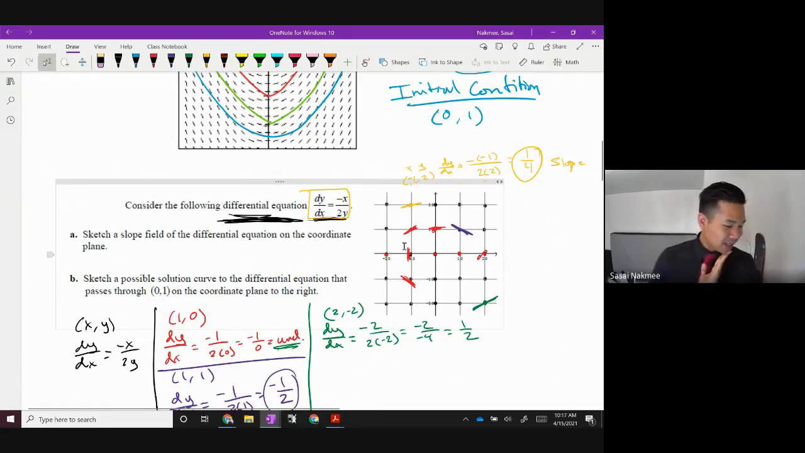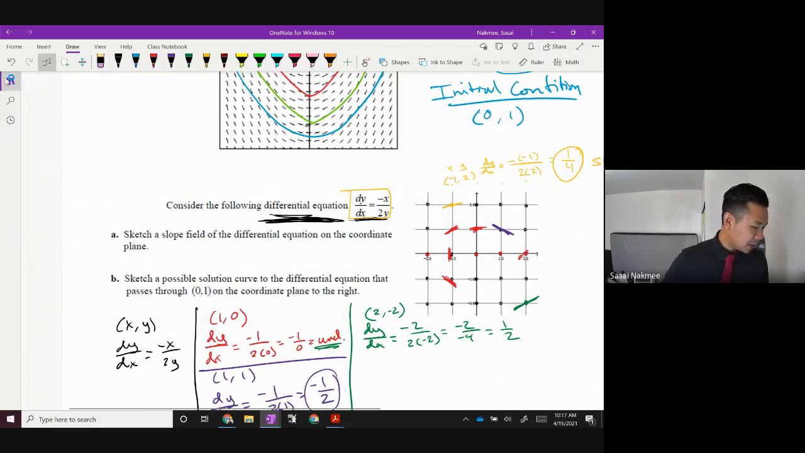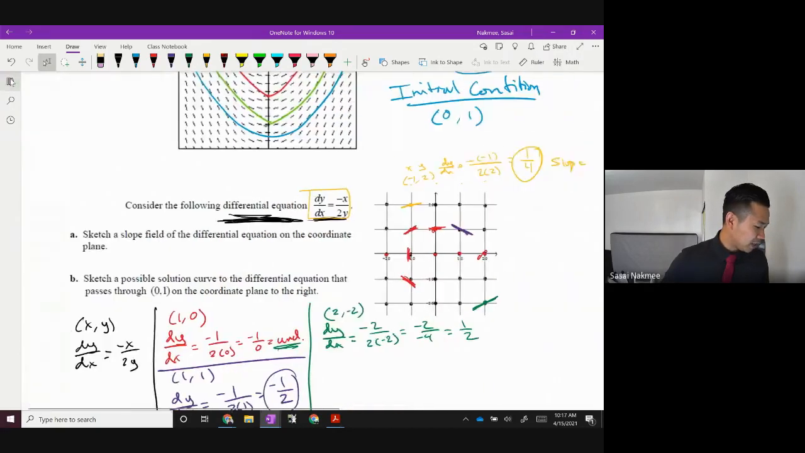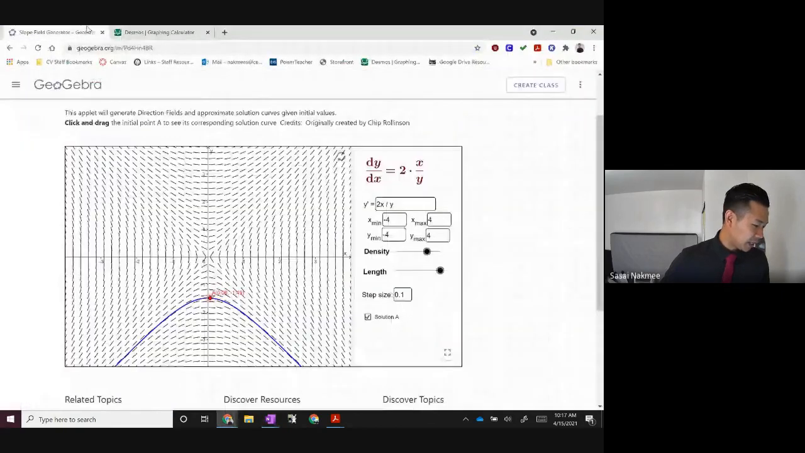Did you guys finish this? I have it on Pear Deck, I believe. Did you do all the points? Did it look like a hyperbola? That's a good one. Let's look at this problem. dy over dx is equal to negative x over 2y. If you finished that, let's take a look at this right here. This is what it should have looked like.